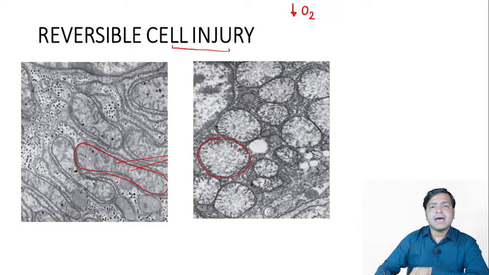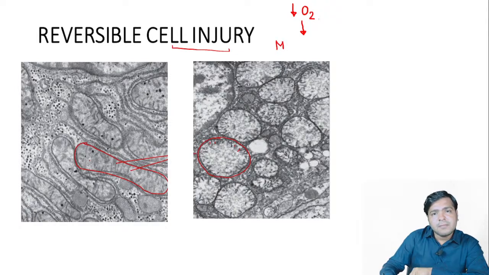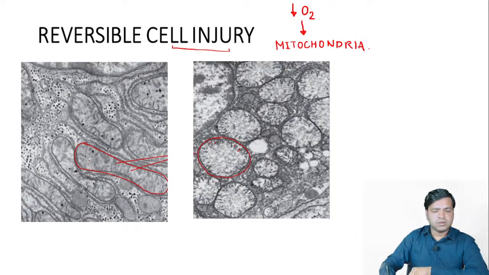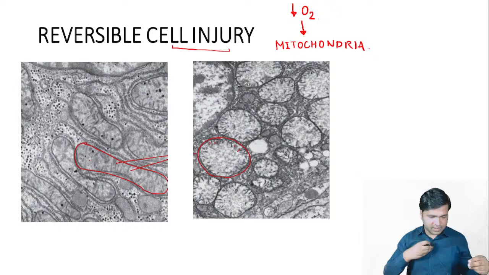Everyone is aware that if there is a decrease in oxygen, the most common organelle that will be affected is the mitochondria. You are very well aware, guys, that it is the mitochondria that is affected.